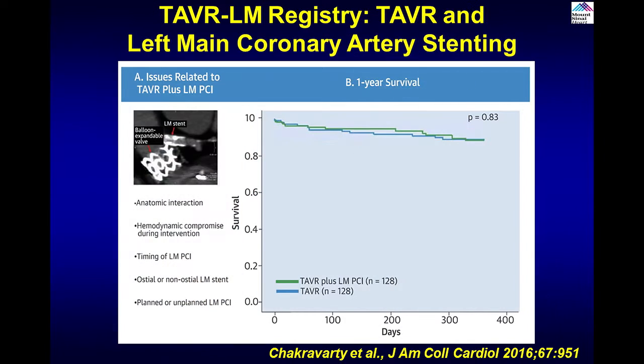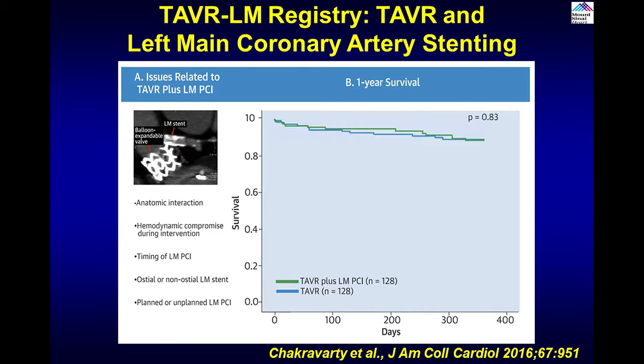Next. Now also what they learned is, they compared the TAVR plus left main PCI patients with matched patients from the registry who had TAVR only. So left main PCI with TAVR had a similar outcome at 1 year, identical, about 92%. So very simple: left main PCI with TAVR and TAVR only have an equal outcome in the matched population. So now clearly the issues are anatomic considerations, hemodynamic compromise during intervention, timing of the left main PCI, ostial or non-ostial, planned or unplanned.